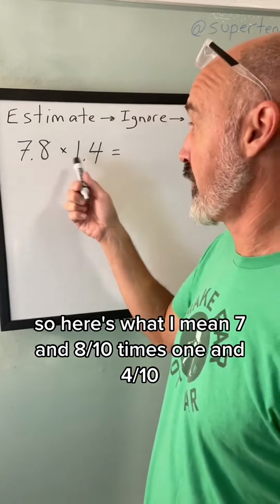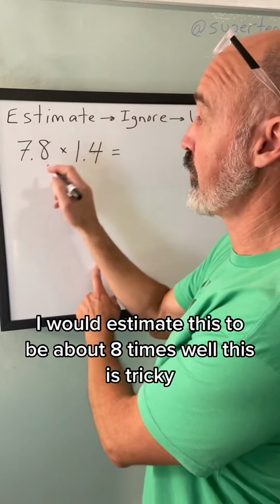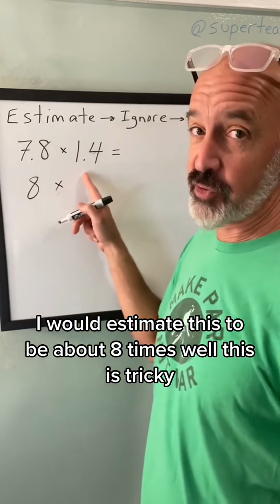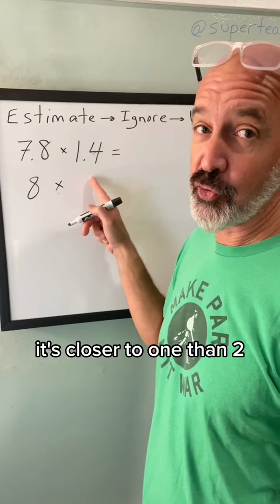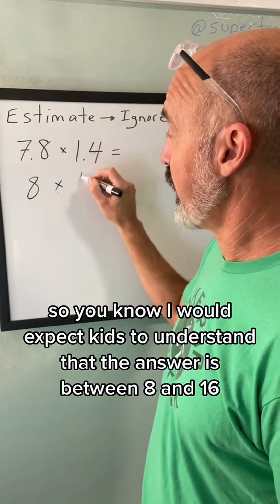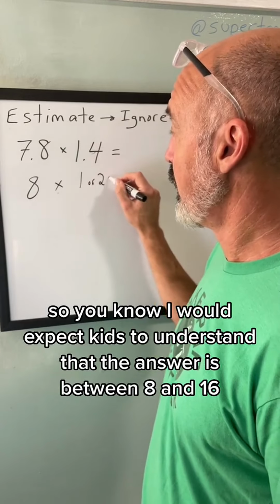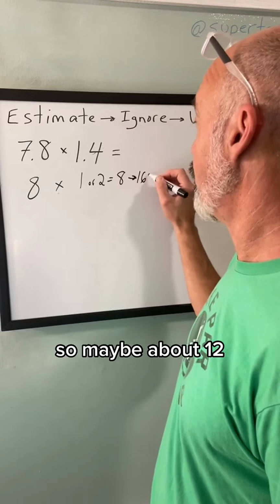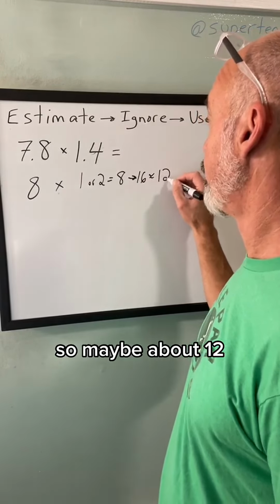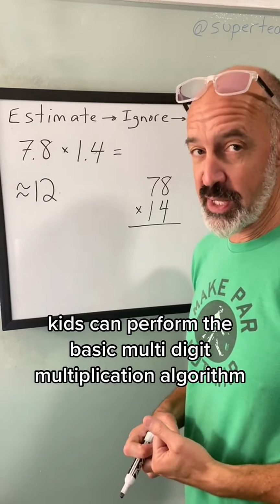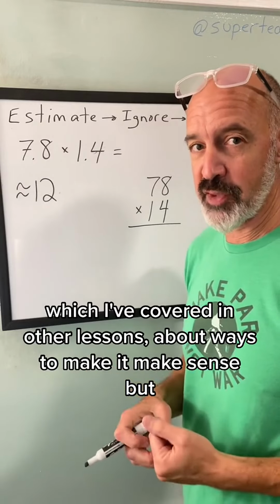7 8/10 times 1 4/10. I would estimate this to be about 8 times, well, this is tricky. It's closer to 1 than 2. It's about 1.5. So I would expect kids to understand that the answer is between 8 and 16, so maybe about 12. Kids can perform the basic multi-digit multiplication algorithm, which I've covered in other lessons about ways to make it make sense.